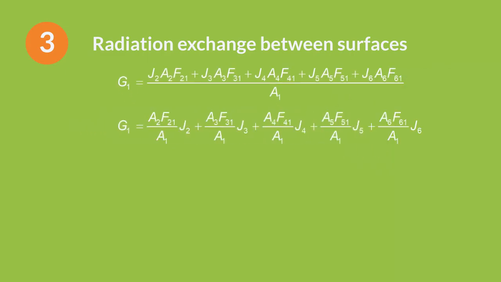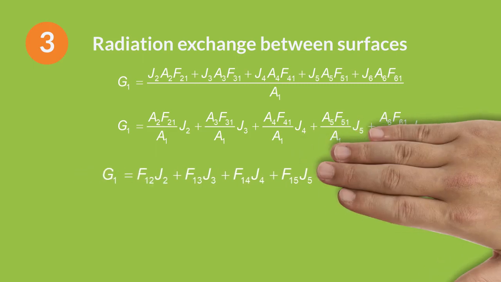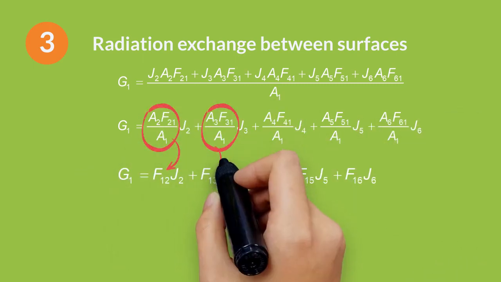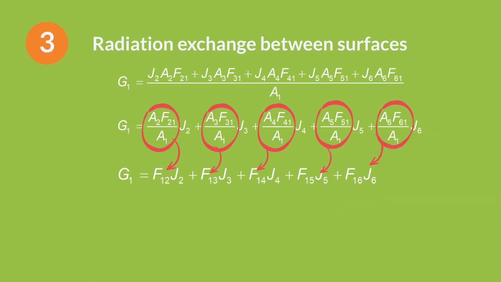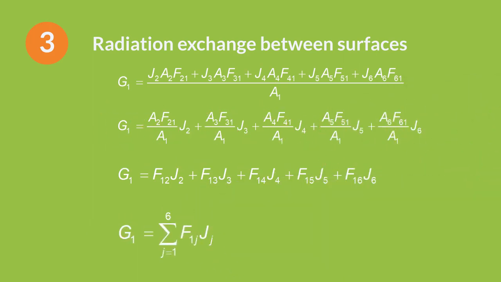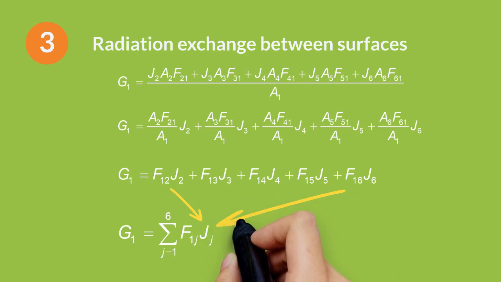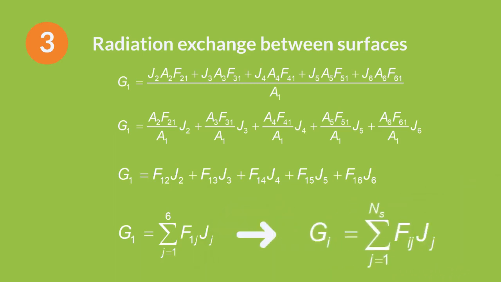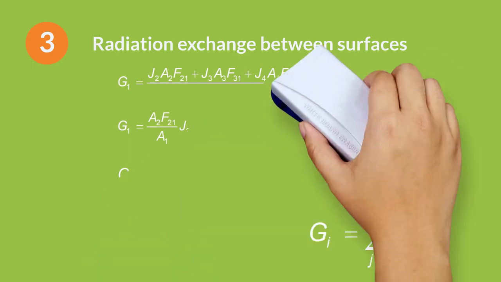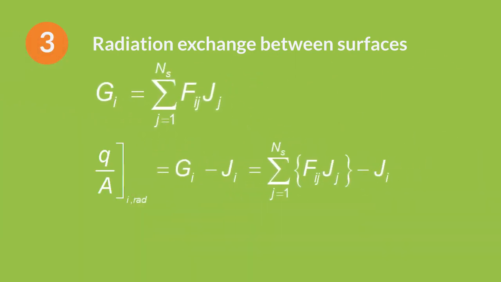We divide each term separately by area 1. Thus, we can apply the reciprocity to each term. We group the terms in a summation, and we generalize for any surface. And with it, the net balance of radiant energy on a surface can be expressed only in terms of radiosities.